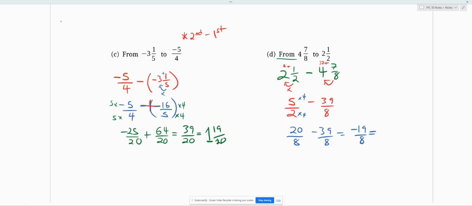Convert that. 8 goes into 19 twice. So I have negative 2 times with how many left over? 3. Because 8 times 2 is 16 and 3 to get to 19. So my final answer is negative 2 and 3/8.